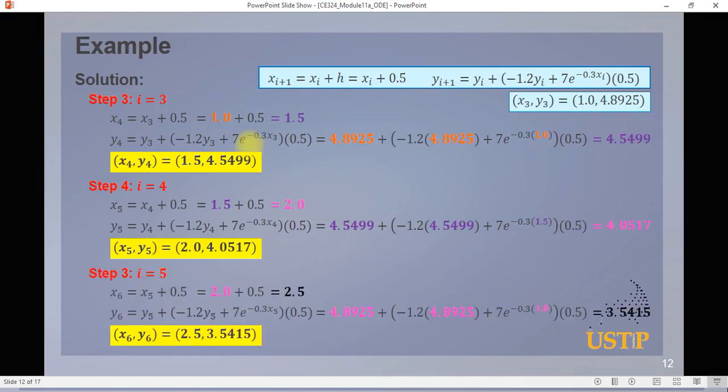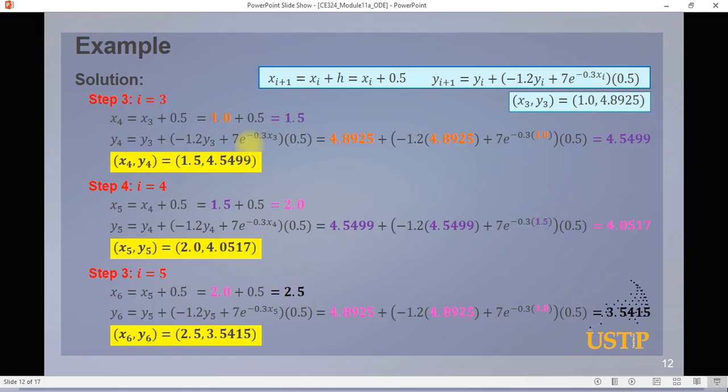For step 5, we stop there because our problem is only asking for the interval 0 to 2.5. So that is step 5, where i is equal to 5, and x6 is equal to 2.5, and y6 is equal to 3.5415.